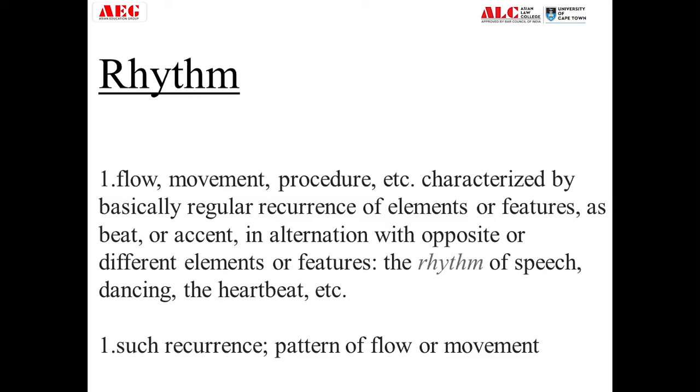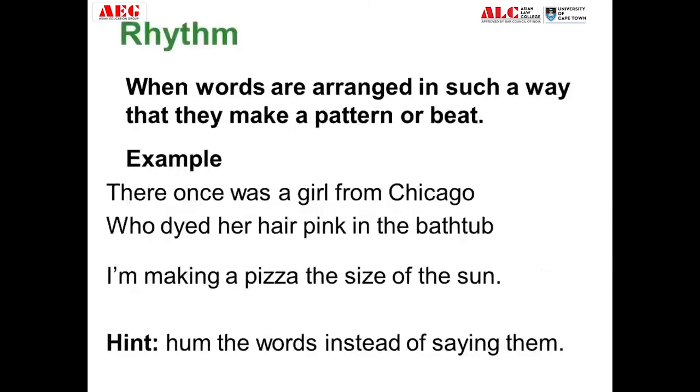Okay, so such a recurrence pattern of flow or movement we can also talk about as a beat, accent, and alternation with opposite or different elements or features: the rhythm of speech, dancing, the heartbeat, etc. Rhythm is when words are arranged in such a way that they make a pattern or a beat. That's why we keep on saying when we dance, follow the rhythm, please.